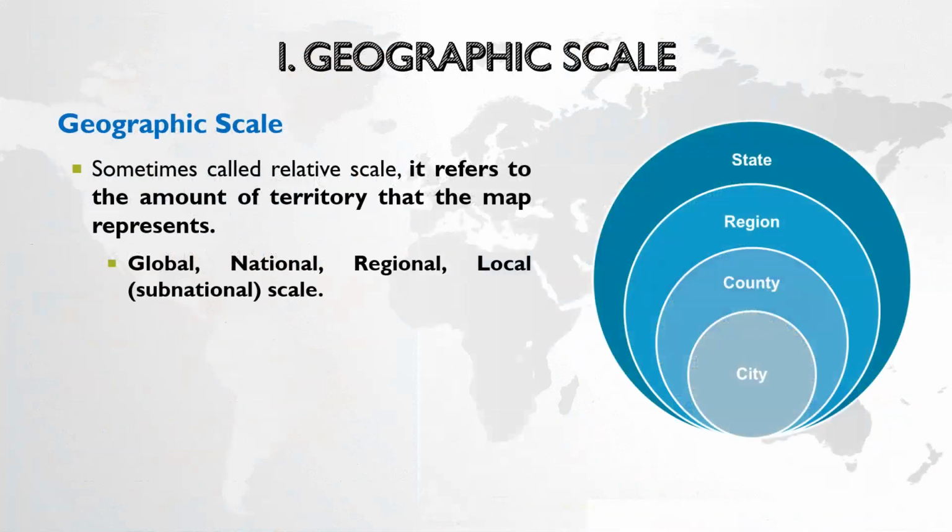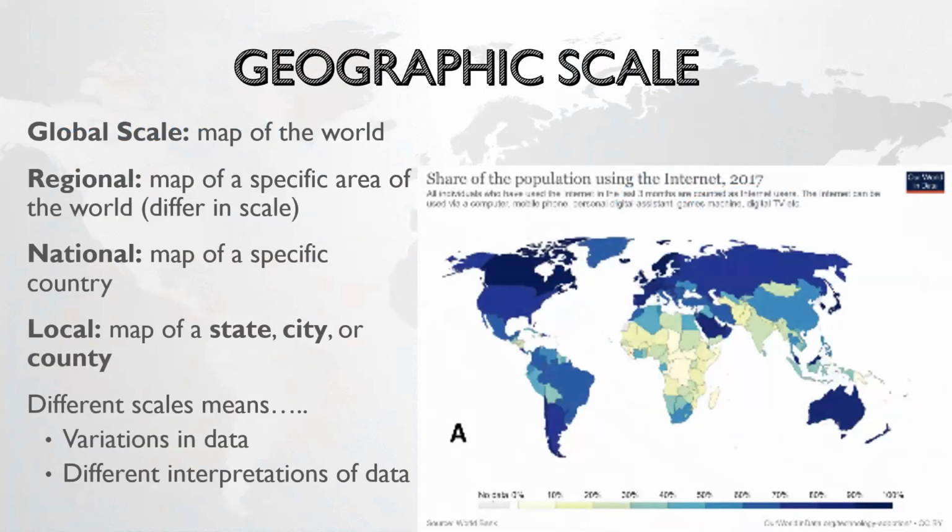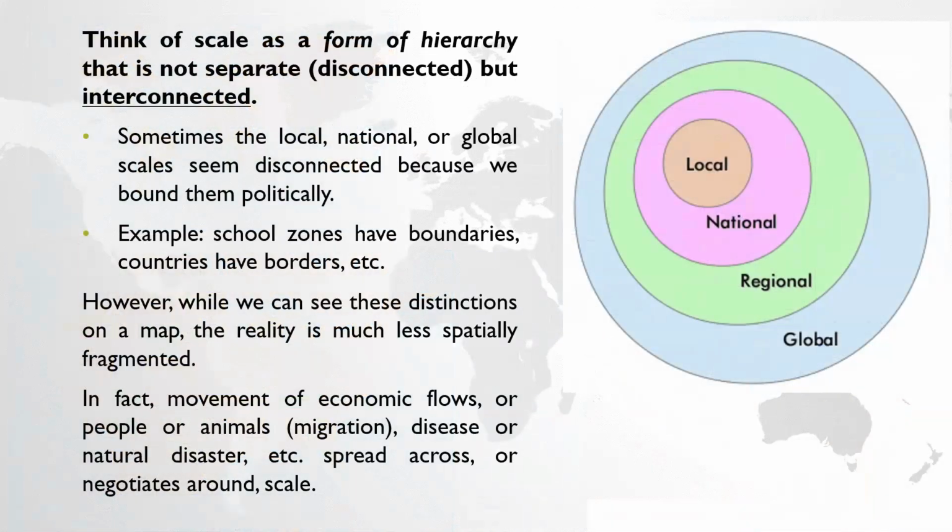So that's what we're referring to when we talk about geographic scale. Different scale means different variations in data and different interpretations of data. You could think of scale as kind of like a hierarchy. They're not disconnected, but they are interconnected. Sometimes the local, national, or global scales might seem disconnected because we think of them differently, politically and with our boundaries. But while we can see those distinctions, the reality is that it's much less spatially fragmented. They're all connected in some way.